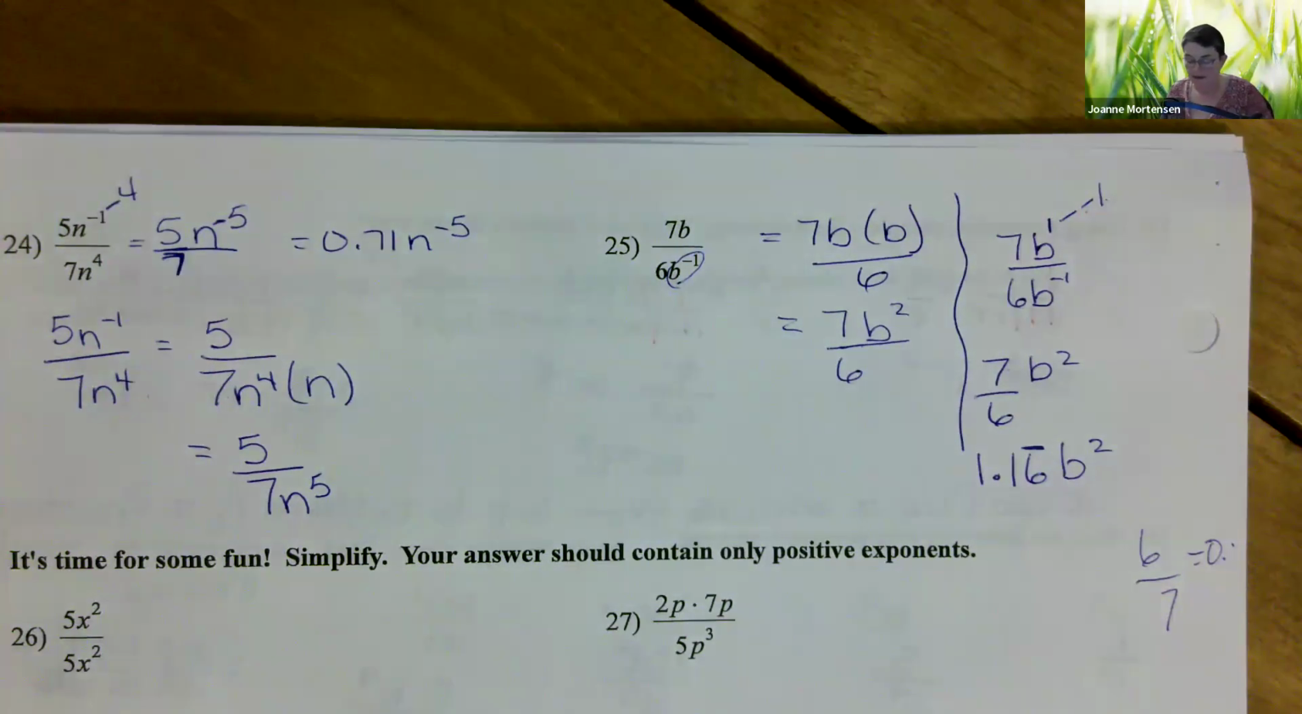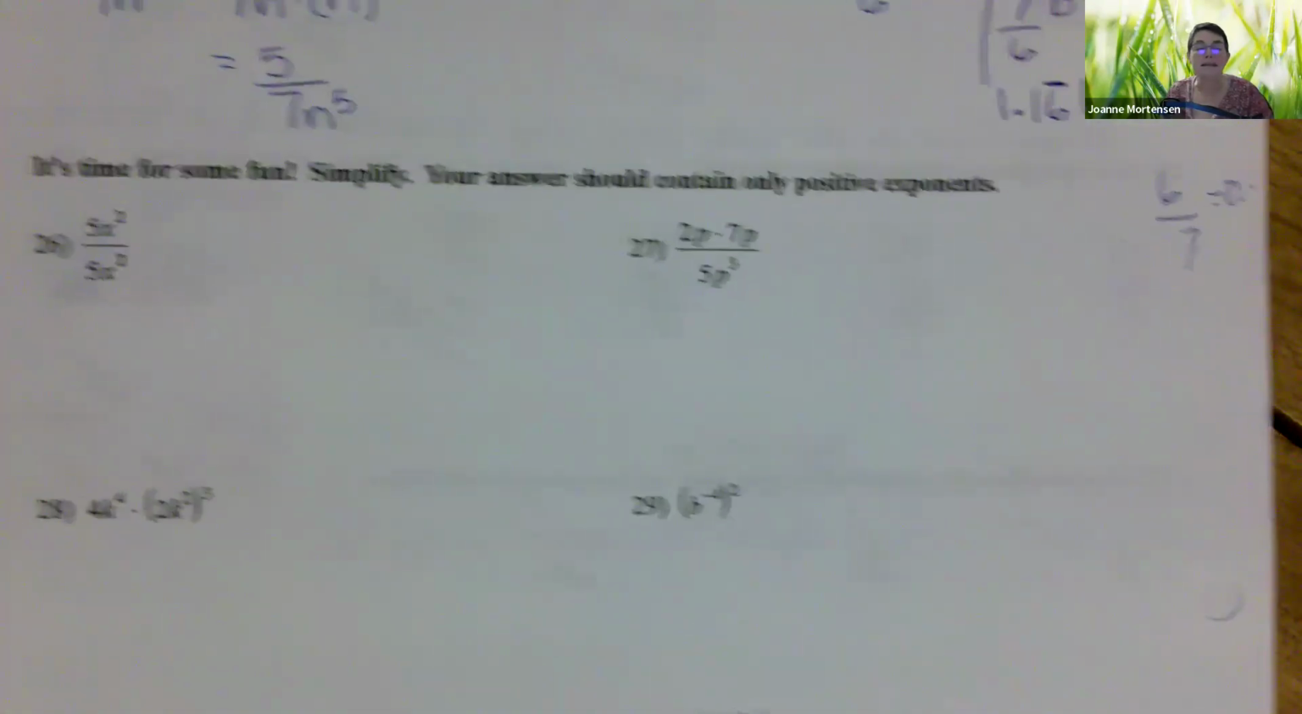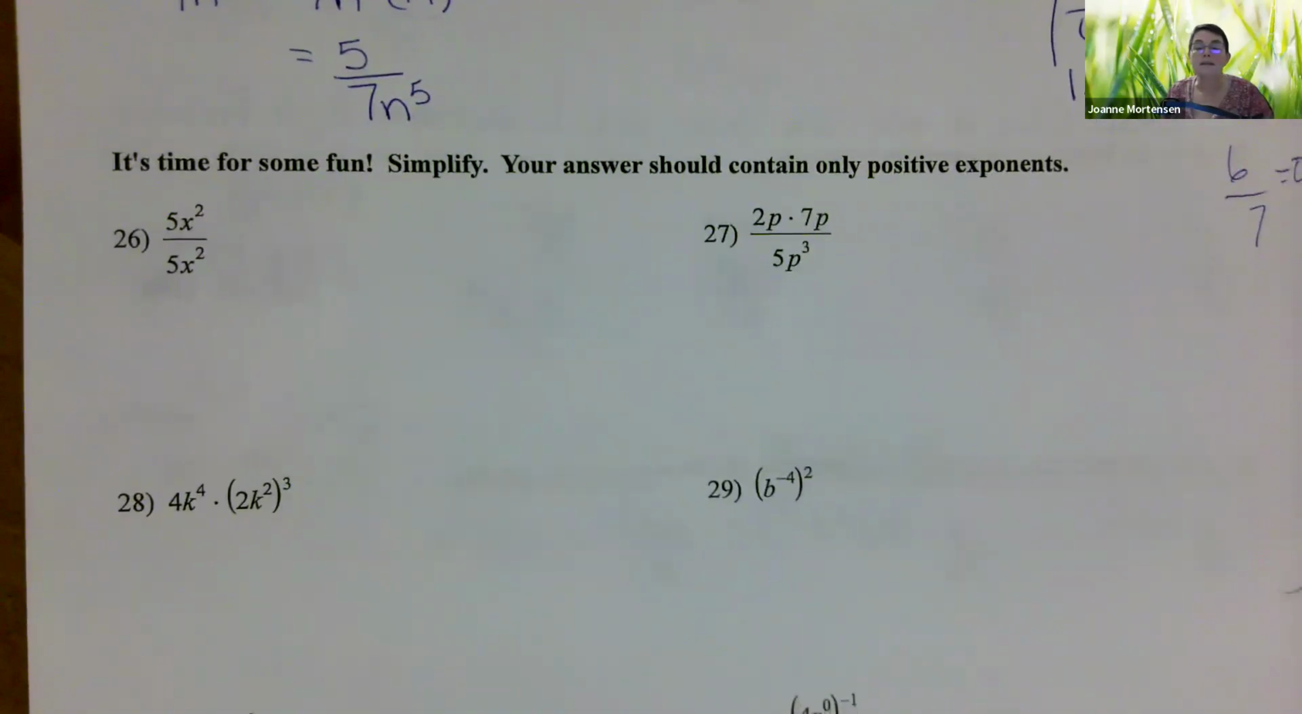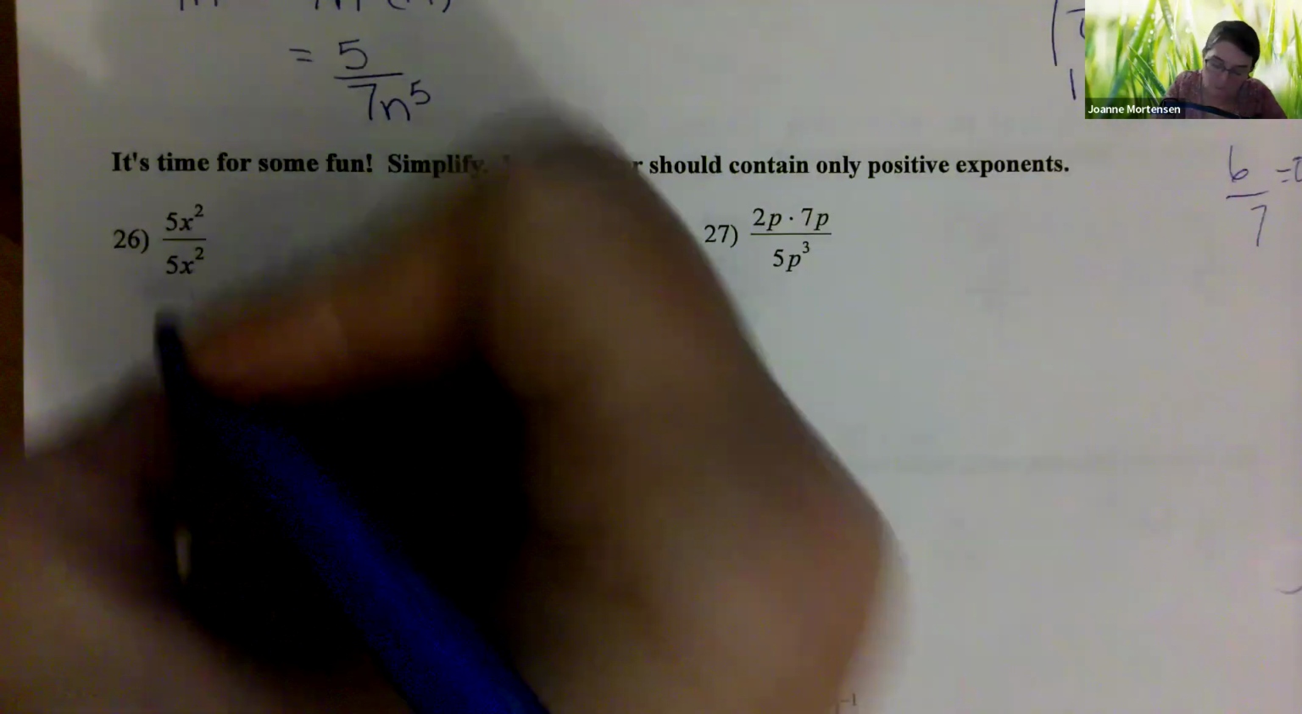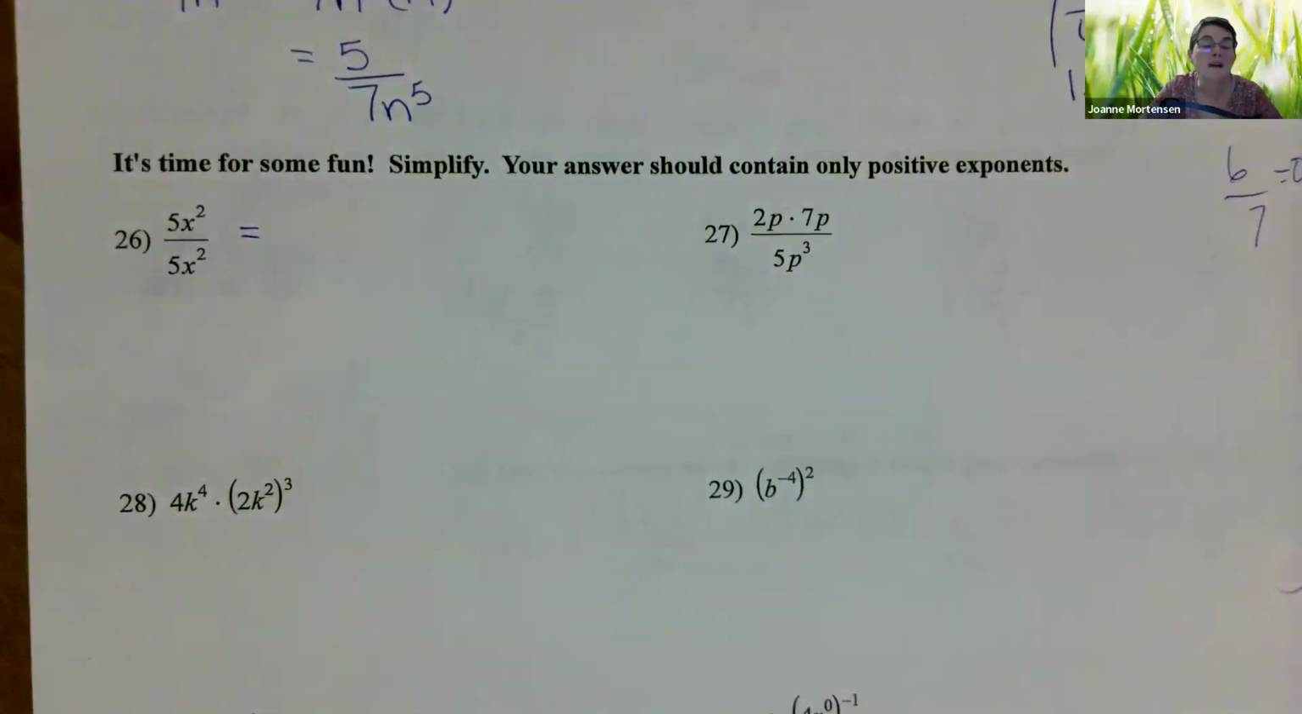All right. Ooh, look at this. Ooh, this looks fun. I believe this is some lovely review of kind of the power rules of multiplication and division. So let's do this. Okay, easy peasy. 5x squared divided by 5x squared is, of course, 1. Anything divided by itself is 1.